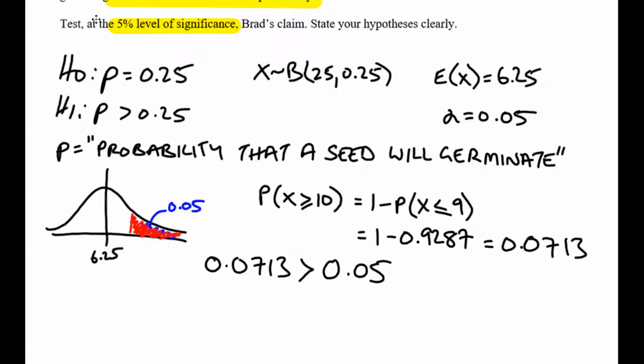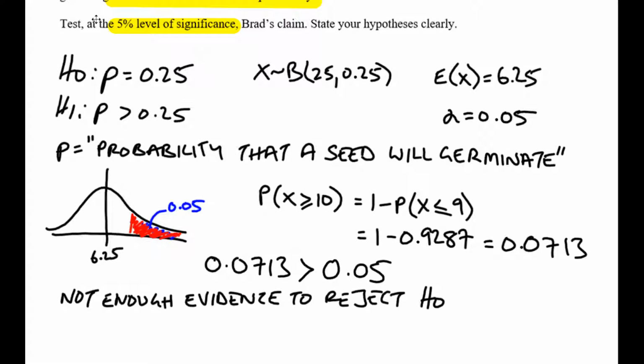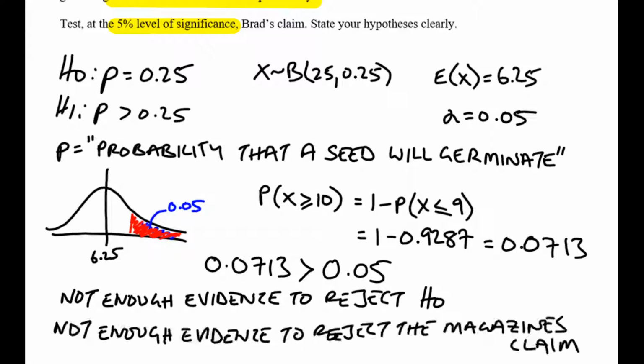So just to finish off with these two statements, for the final 2 marks, there's not enough evidence to reject H0. And if you remember, H0 was the magazine's claim, so there's not enough evidence to reject the magazine's claim. Okay, and that's what we're looking for in a hypothesis test. And a well laid out hypothesis test like this will be worth all of your marks.